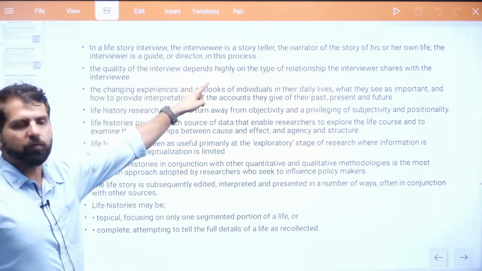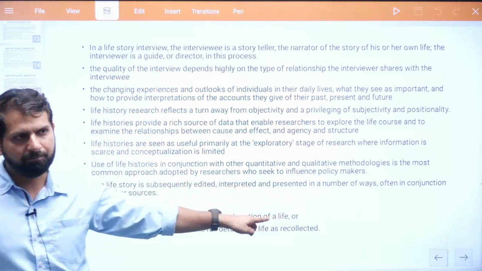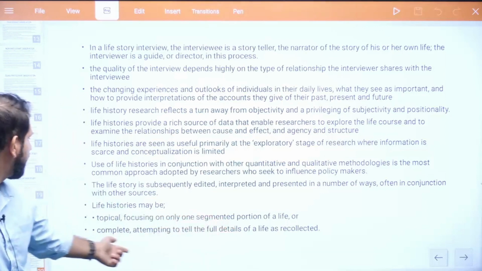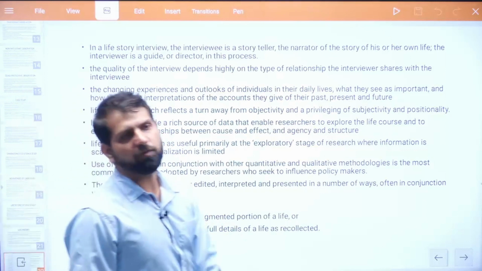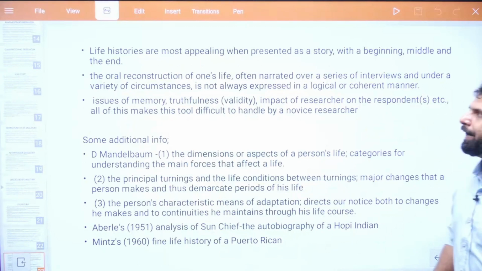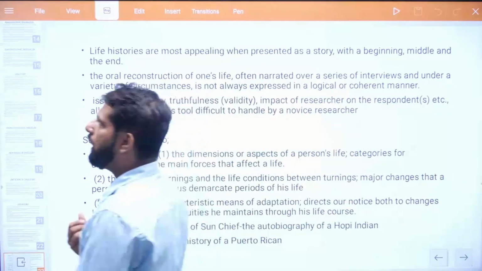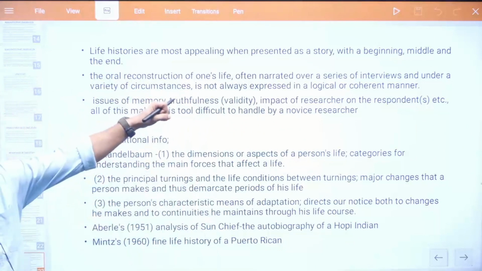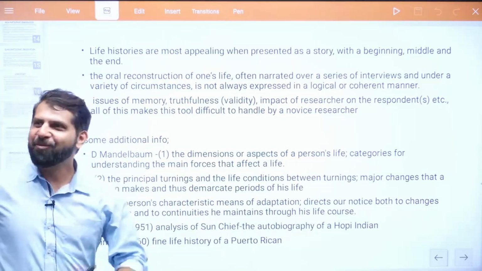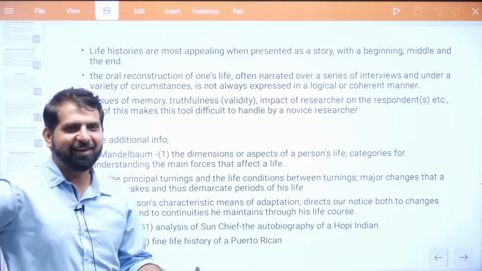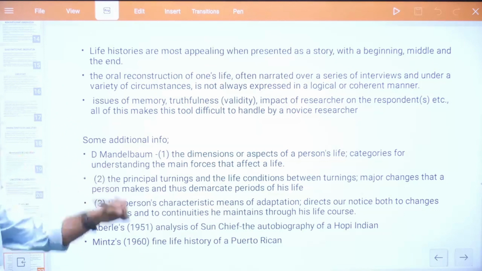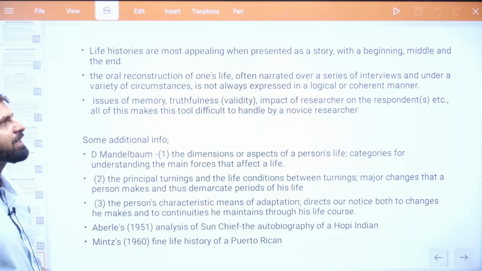The interviewer is a guide or director of the process. So it is edited, interpreted and presented. Life histories may be topical, focusing on one segment of a life. They can be complete, attempting to tell the full details of a life as collected. Life histories are most effective, most impactful, when they have a story, with a beginning, middle and end. They are not like some movies which have no head or legs and are just flowing away. So it should have a good beginning, a good middle part, as well as an end.